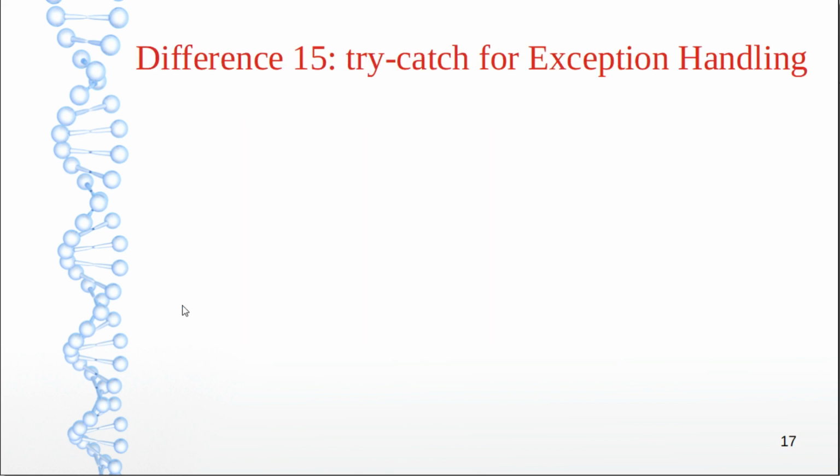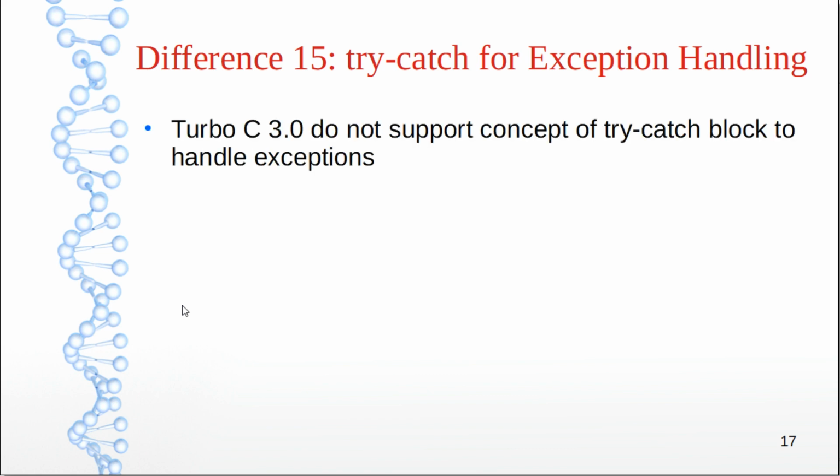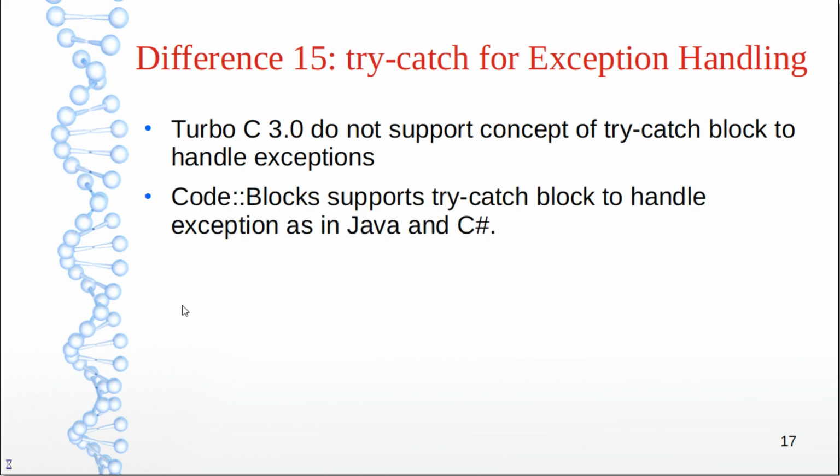Difference 15, try catch for handling exceptions. TurboC 3.0 does not have support for the try catch block to handle exceptions, whereas Code::Blocks supports the try catch block to handle exceptions as we do in Java and C#.